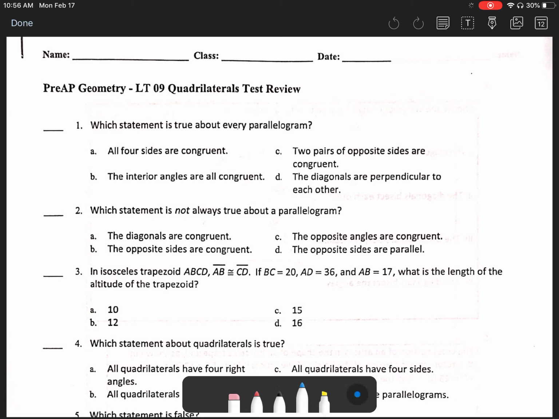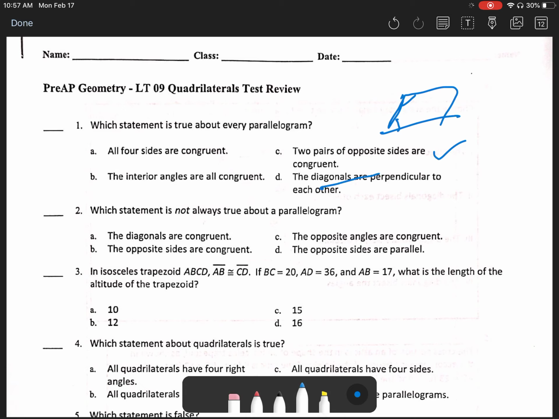I mean, you can always draw your parallelogram. Okay, all four sides are congruent. Well, we know that's not true because that's what a parallelogram looks like. The interior angles are all congruent. Well, this angle is clearly not the same size as this one. Two pairs of opposite sides are congruent. Well, that's true. The diagonals are perpendicular. That's actually not going to be true.